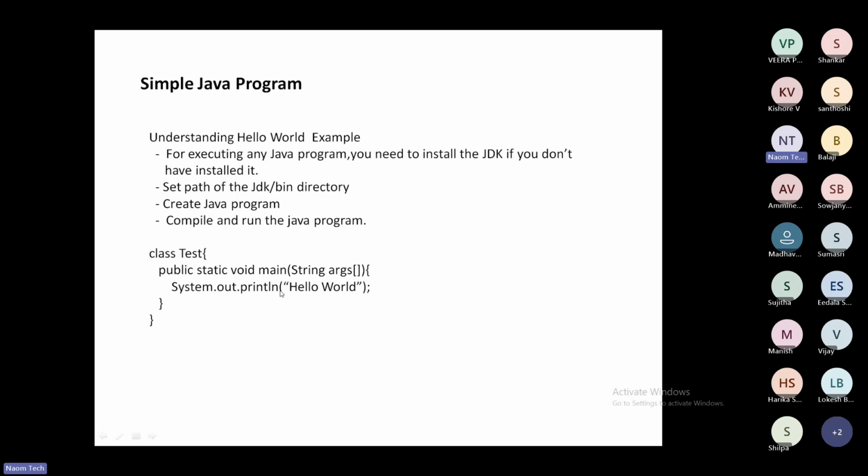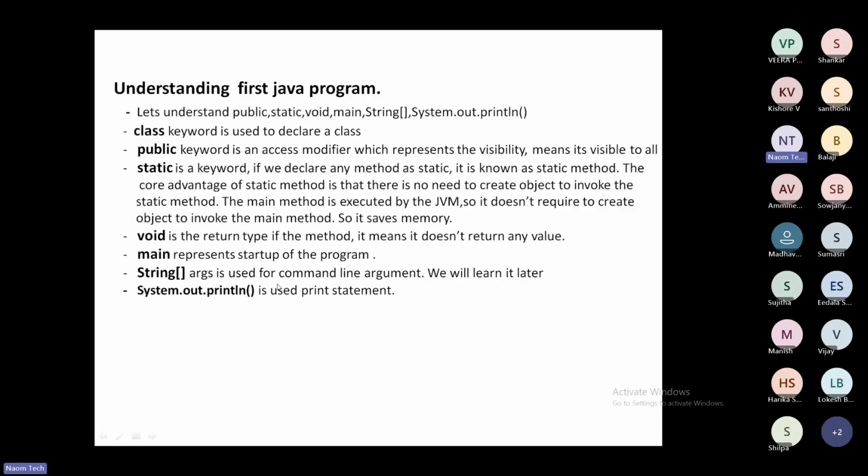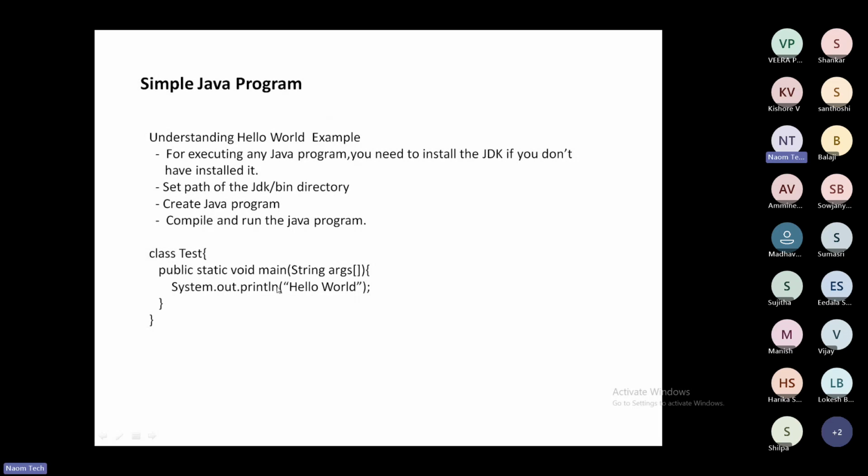We can use print or println, it's up to us. Println will print line by line. If you use print instead of println, it won't print line by line. That is the difference between print and println. I'll show you while testing some programs. So this is a clear picture about all the keywords and everything in this Java program.